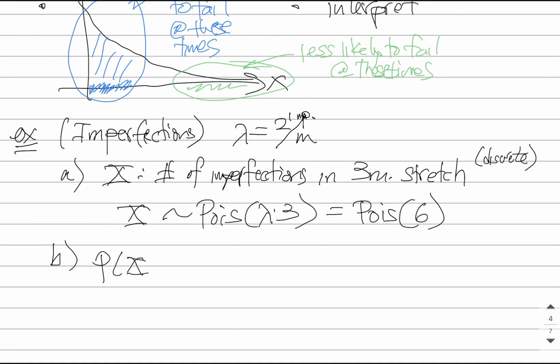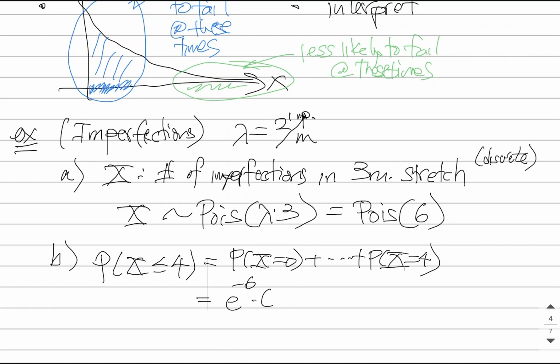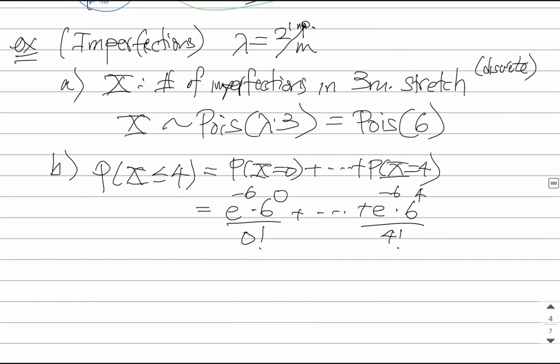So for instance, what's the probability that we will have no more than 4 imperfections in a 3-meter stretch? That's essentially a CDF question, and in the discrete sense, it's adding up the probability for each one of these discrete outcomes. We know how this works for a Poisson distribution, and in particular, we know that lambda times x is going to give us 6 here. So it's a relatively simple matter to calculate this.